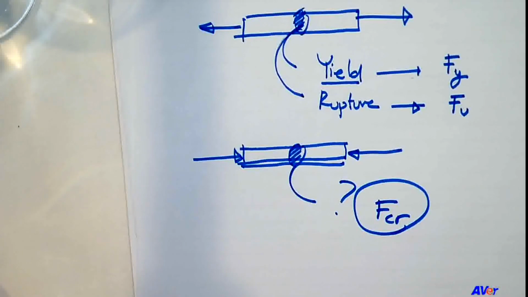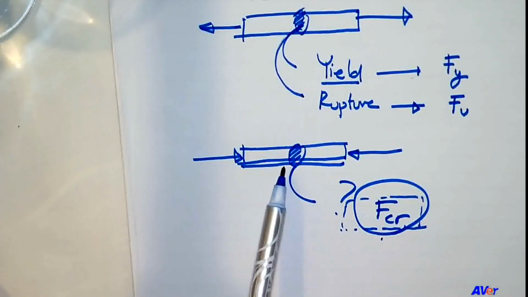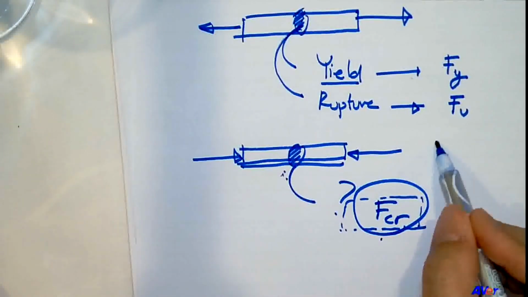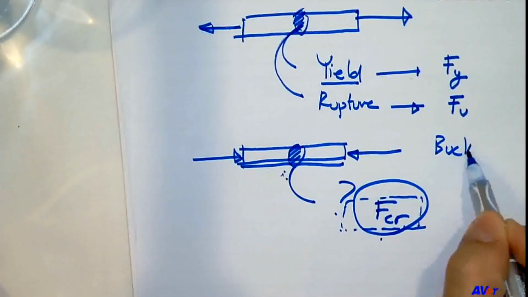So before we do anything, let's have the common understanding that we need to know how much that is. The critical stress, the stress when the instability of the compression member occurs. Okay? And this, we have the behavior that we call buckling.